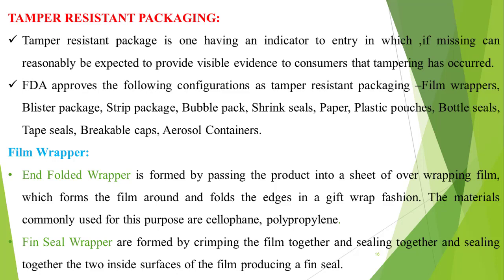Next, thin seal wrappers are formed by crimping the film together and sealing together the two inside surfaces of the film to produce a thin seal. Here we will keep the drug exactly at the center, and from both sides we will start folding it.